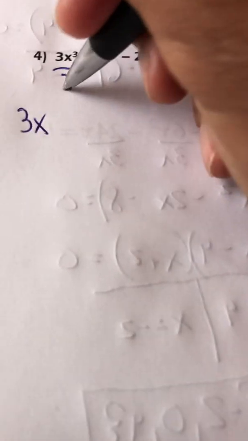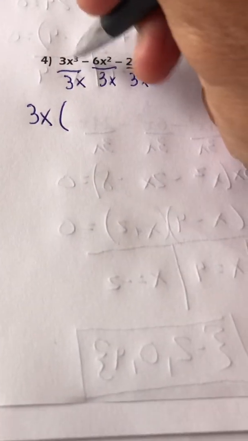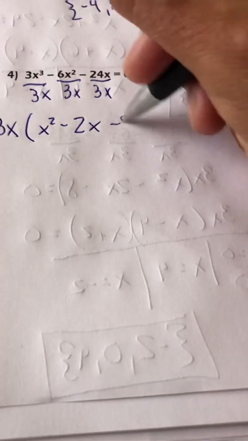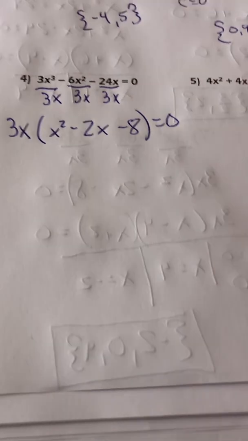Number 4, for this one, we're in standard form. We need to look for a GCF. The GCF is going to be 3 and an x. So we take each of these, and we divide each term by 3x. So here we get x squared minus 2x minus 8. So we have this trinomial. Now we're going to factor this as well.